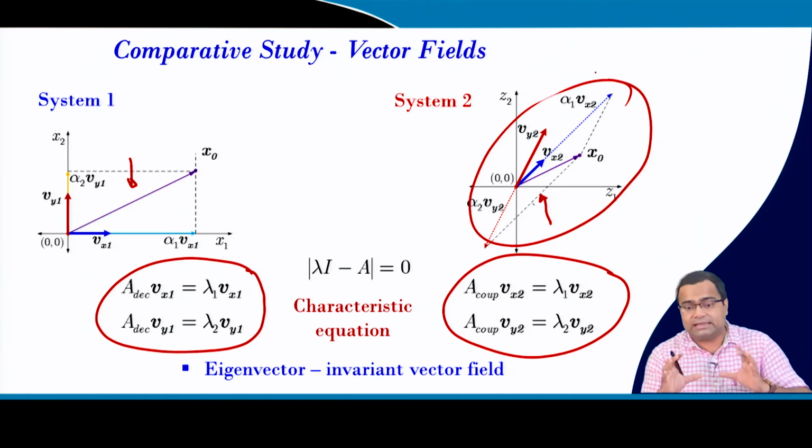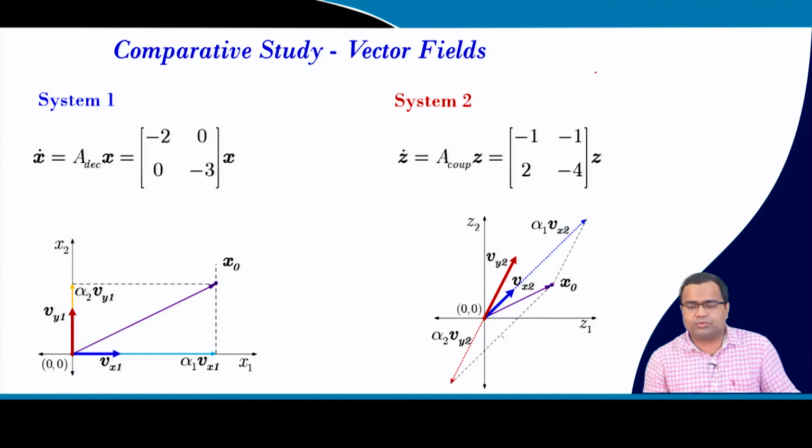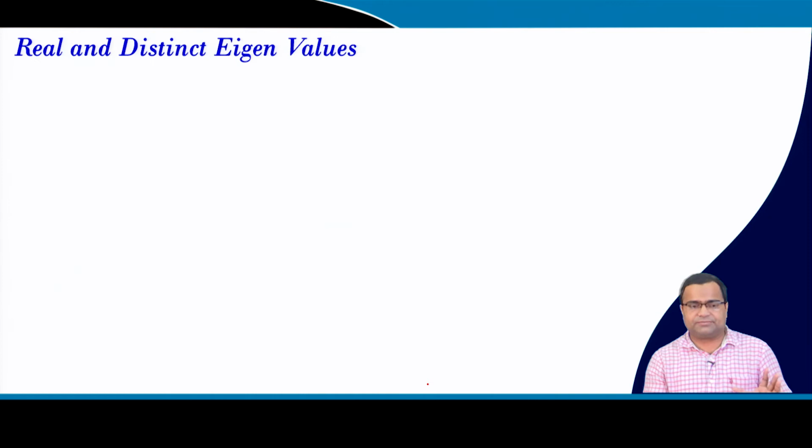Okay. So, this linear transformation is very much used in image processing. So, in this comparative study we have discussed these two, we got the vector field and this is a linear transformation. So, it is like image processing.